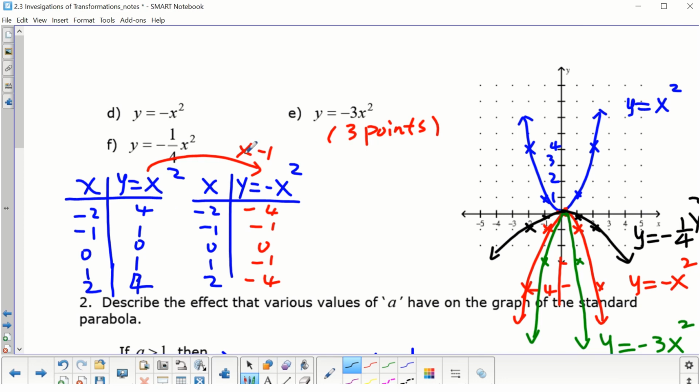This is okay, just times the y value by the a value. And the good news is on your test, I'm not going to ask you for the 5 points. 3 points is enough, as long as you know it's curved. Don't give me a straight line. It's a U shape. Then it's good.